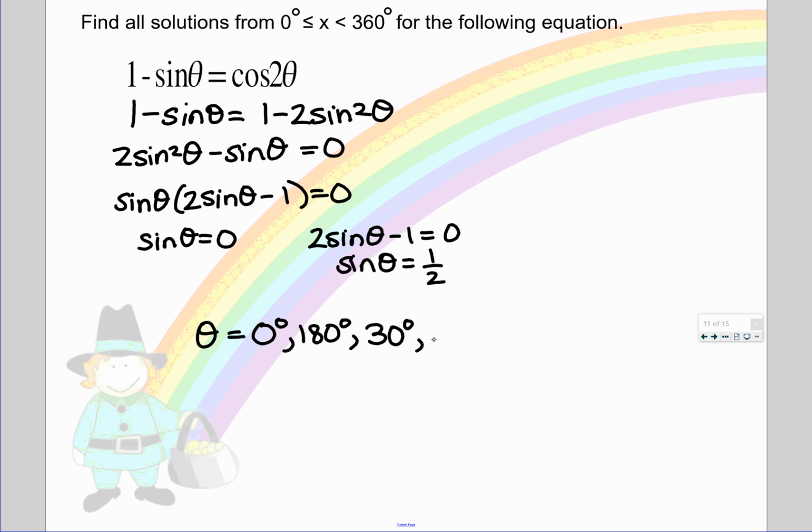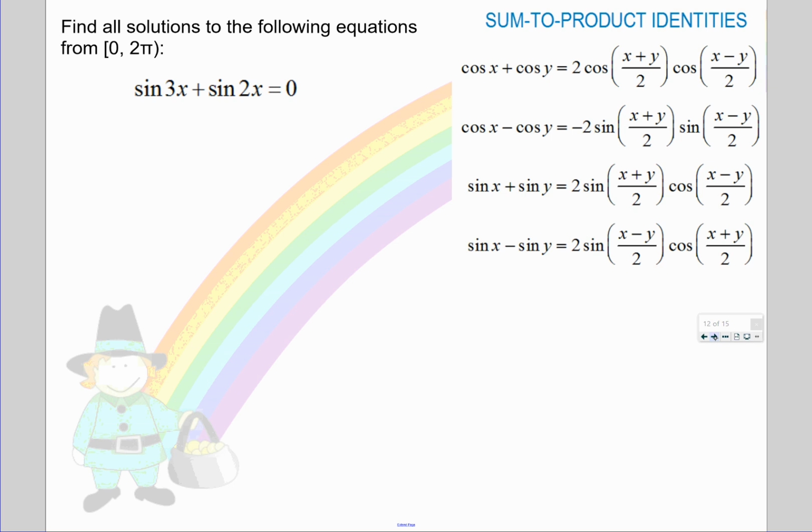30 and 150. Is it easier in radians? I think it's easier in radians. I feel like we got to that point finally. All right, any questions on this one? 4 answers. Great.